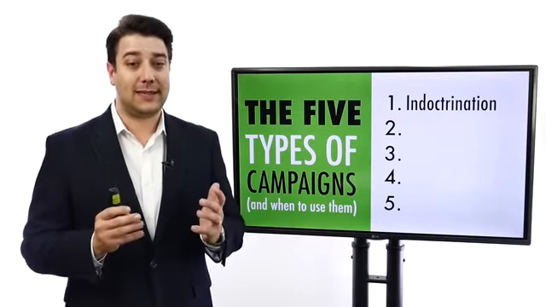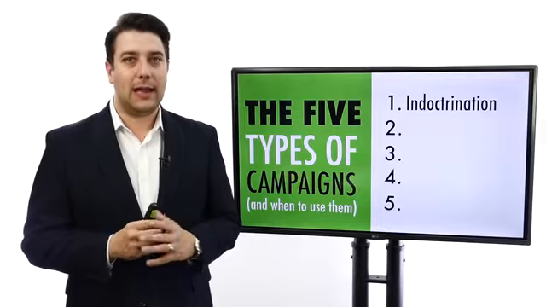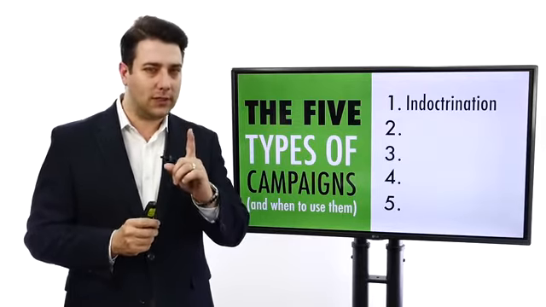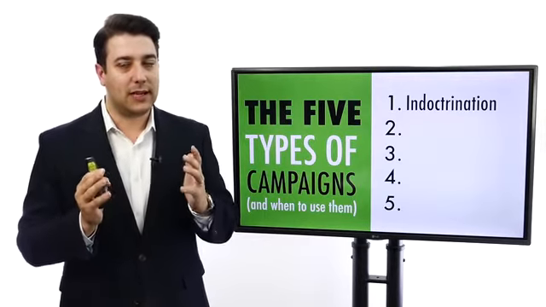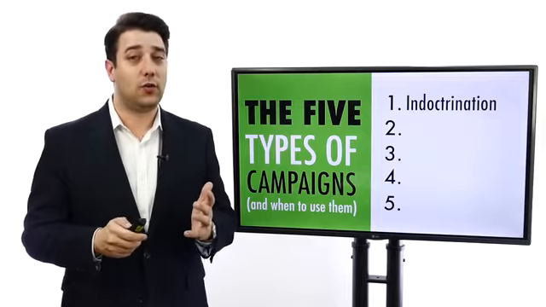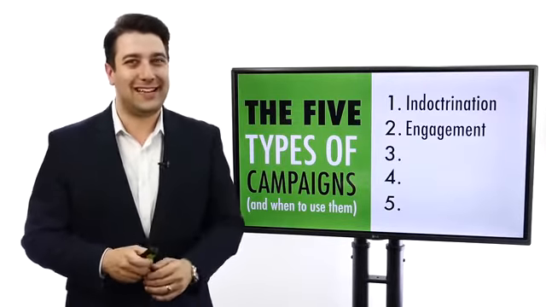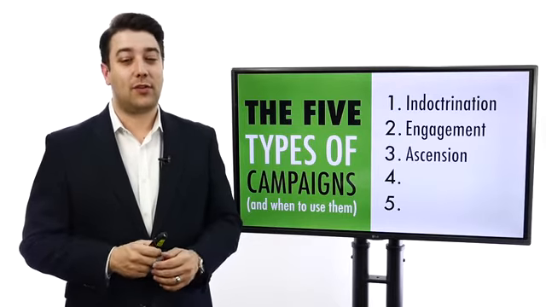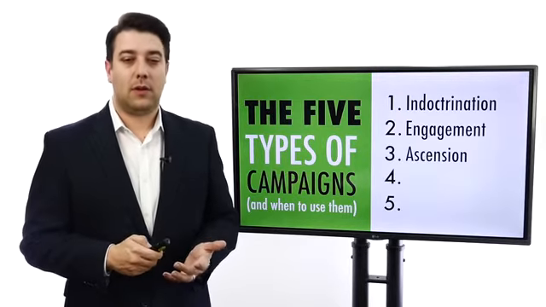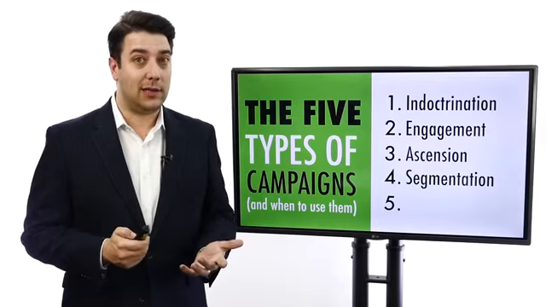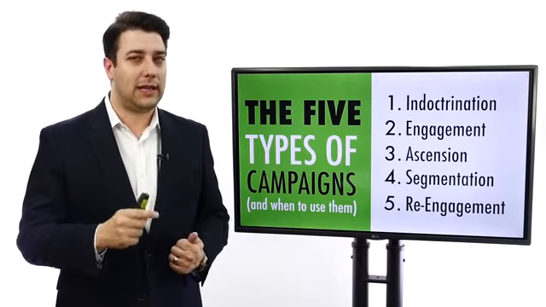So the first type is an indoctrination campaign. Now, this should only happen once, right? Your indoctrination campaign is strictly to indoctrinate new users. Second, we have an engagement campaign, and don't worry, we're going to break each of these down. Next, you have your ascension campaign, segmentation campaign, and finally, your re-engagement campaign.